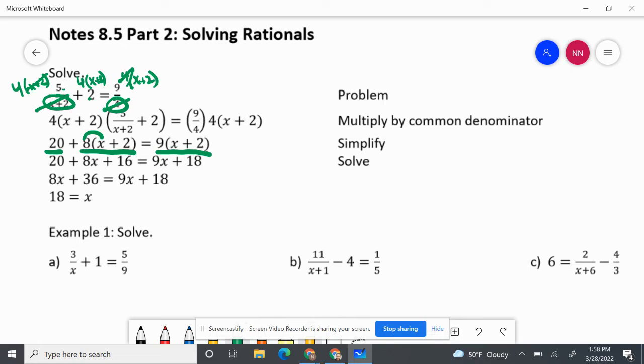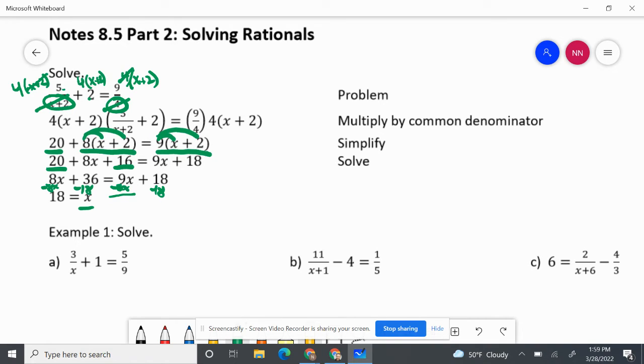We distribute the 8 to each of the terms. We distribute the 9 to each of the terms. We combine the like terms. Then we subtract the 8x, and 9x minus 8x is x. And then what we do is we subtract the 18.